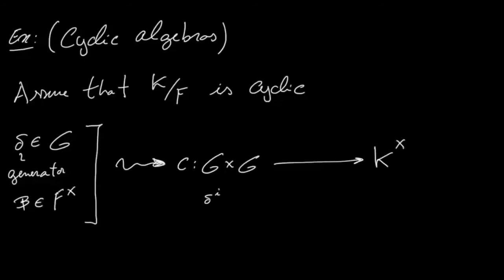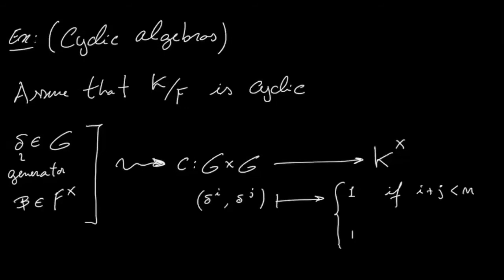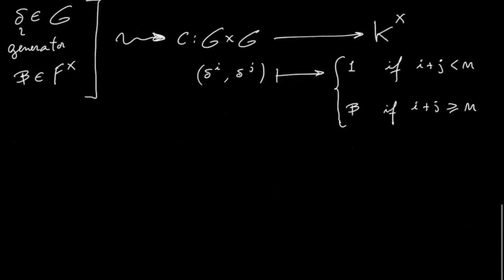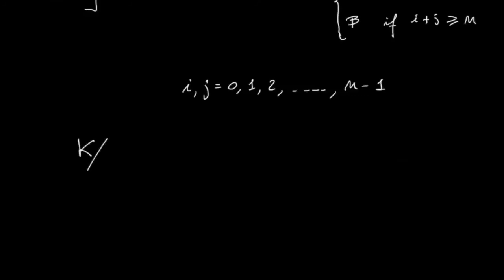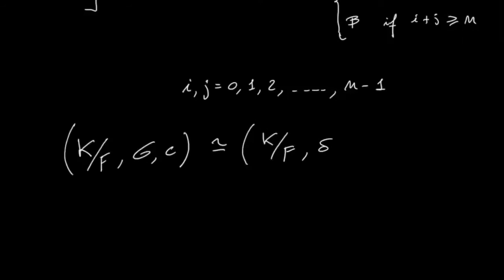We take sigma^i, sigma^j, and this element is sent to 1 if the sum of i and j is strictly less than n, and to this element beta if the sum of i and j is greater or equal than n. And this for every i and j varying between 0, 1, 2, etc., until n minus 1. So we end up with this normalized Tuchel cycle. And the observation here, it's a simple verification, is that if you take this cross-product algebra with respect to this Tuchel cycle, it is isomorphic to the cyclic algebra, where here you have this specific generator and this element beta. So here it's your cyclic algebra.